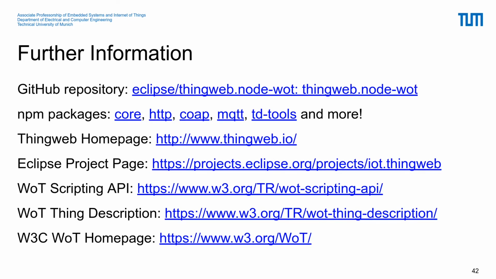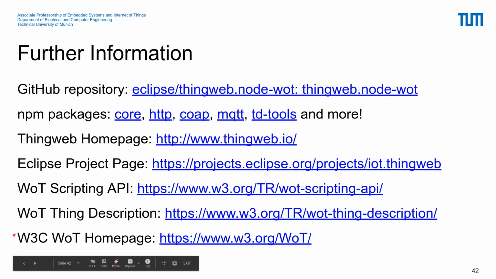Some further information and some links basically is the repository, the npm packages. Thingweb also has its own homepage as well as the Eclipse project page and some other links from W3C. So the scripting API is found in this link, the thing description specification, and also the W3C WoT homepage.